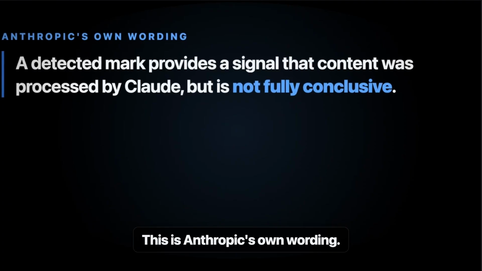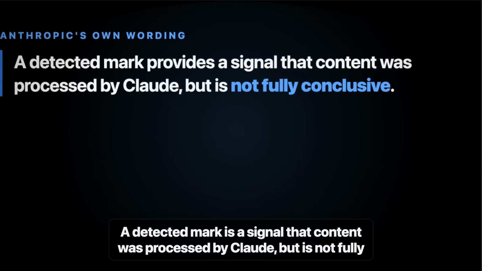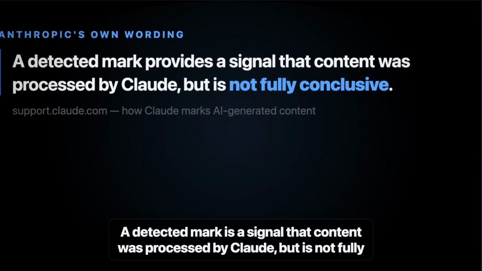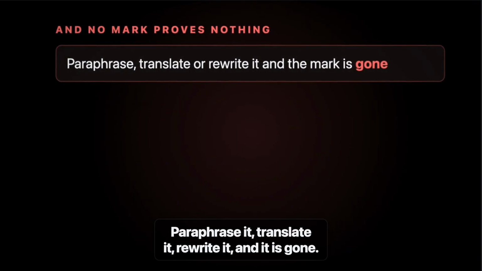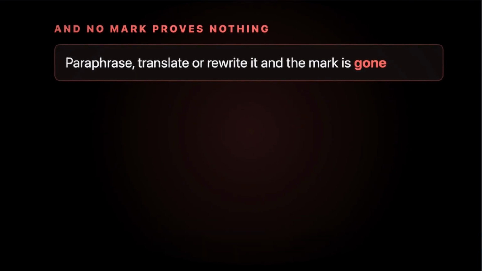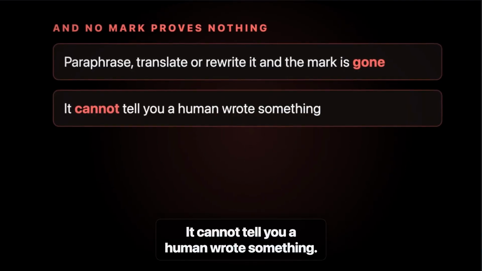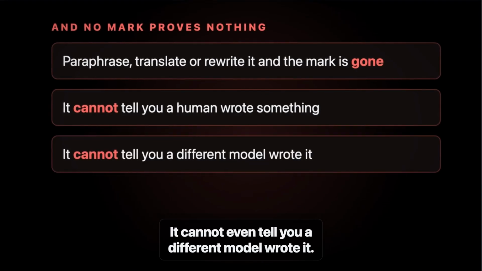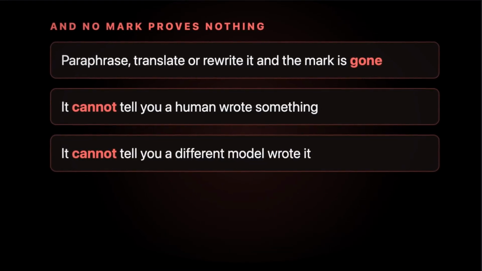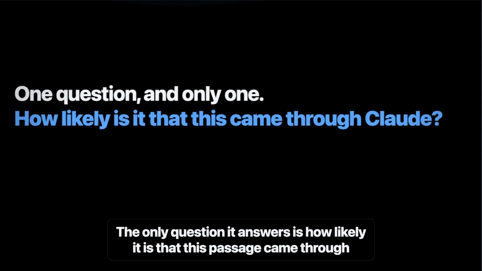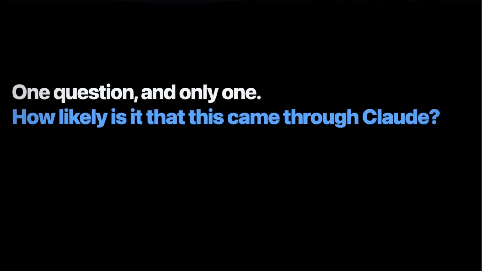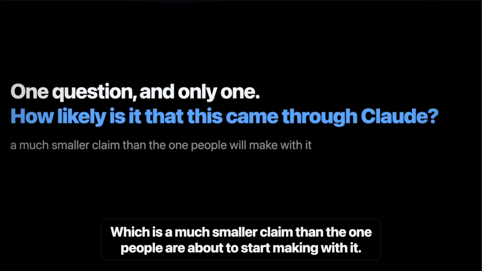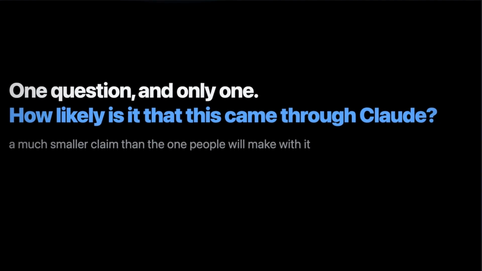What does a hit actually prove? This is Anthropic's own wording. A detected mark is a signal that the content was processed by Claude, but it is not fully conclusive. And no mark proves nothing at all. Paraphrase it, translate it, rewrite it, and it's gone. It cannot tell you a human wrote something. It cannot even tell you a different model wrote it. The only question it answers is how likely it is that this passage came through Claude, which is a much smaller claim than the one people are about to start making with it.